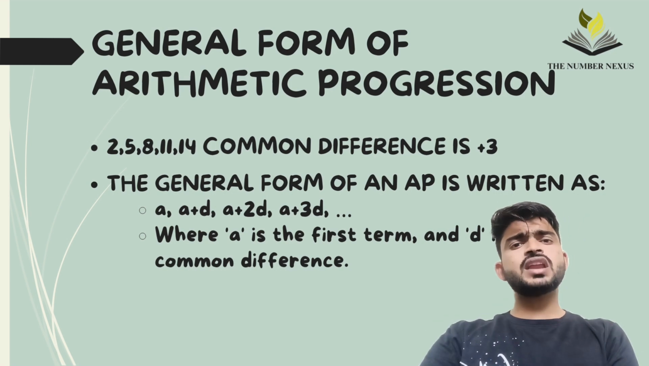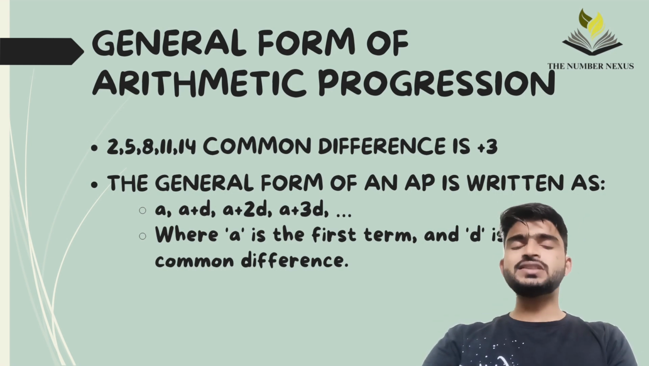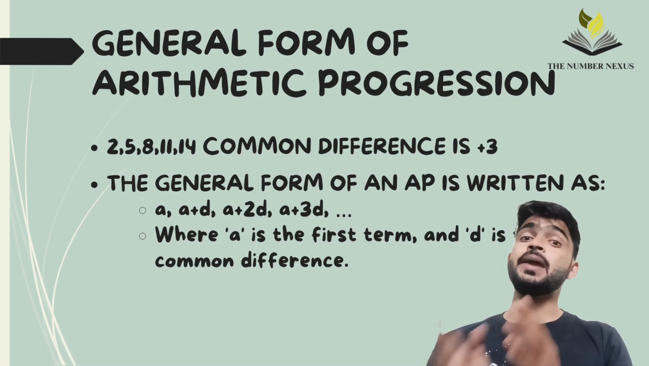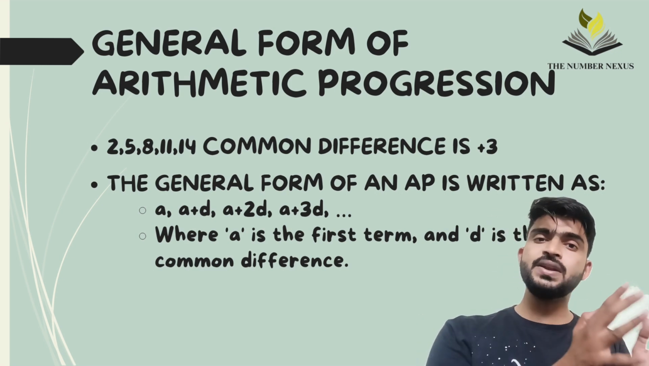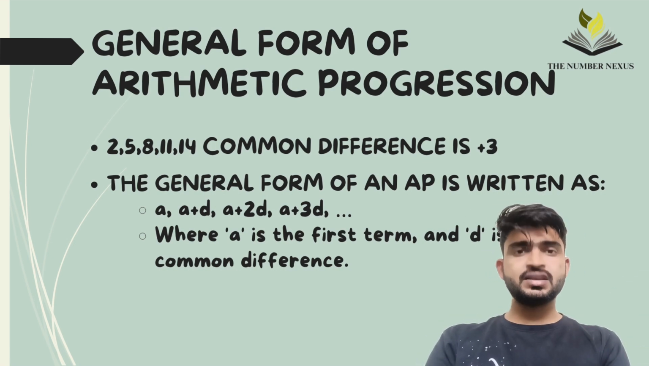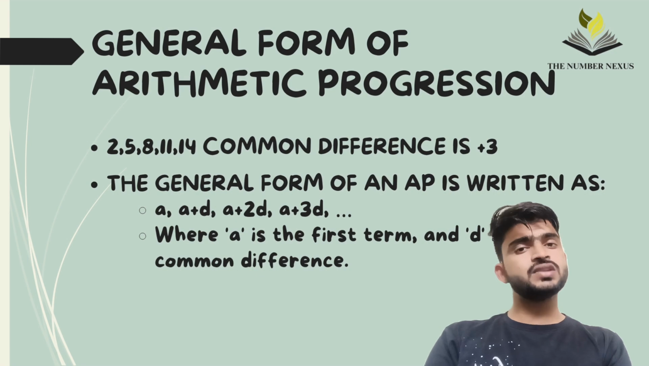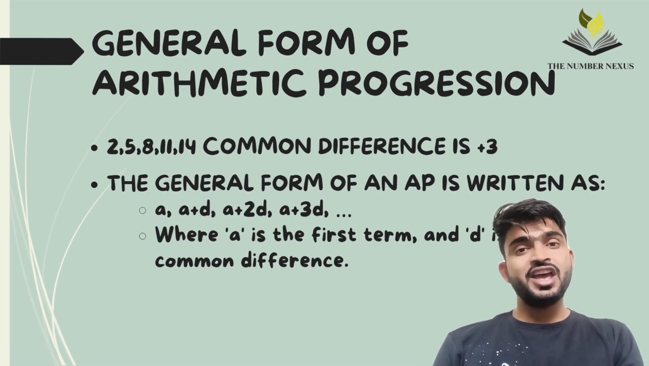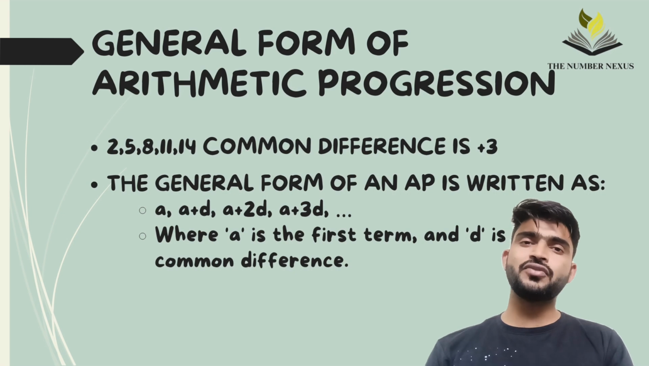But how do you describe arithmetic progression? Well, it's pretty simple. The general form of arithmetic progression is a, a plus d, a plus 2d, a plus 3d, and so on. Here, in the above general form, a is the first term and d is the common difference. Every term is formed by adding multiples of d to a.